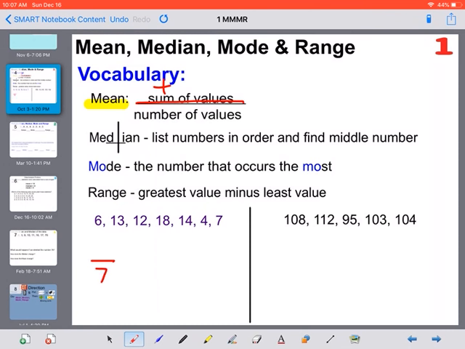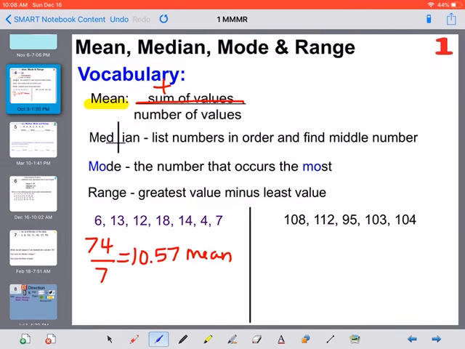So I would simply either add vertically or add in my calculator. 6 plus 13 plus 12 plus 18 plus 14 plus 4 plus 7, and I get 74. So 74 divided by 7 gives me a really weird decimal, 10.57. You could list one decimal or two decimals, but that is our mean.